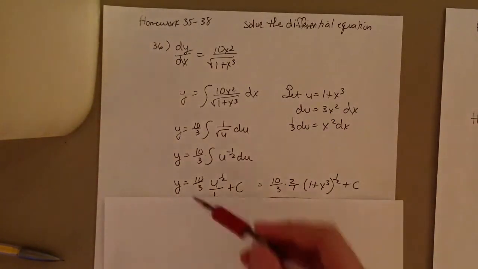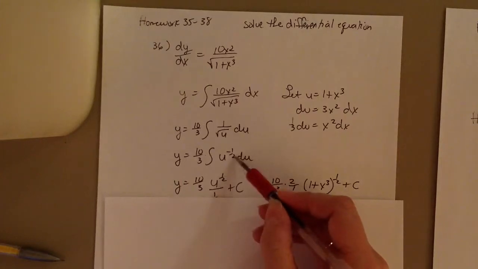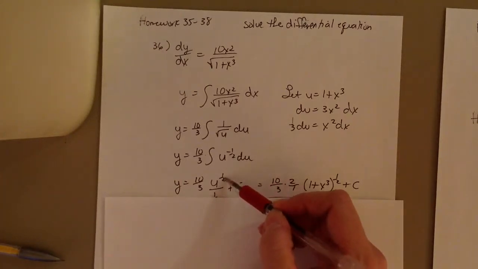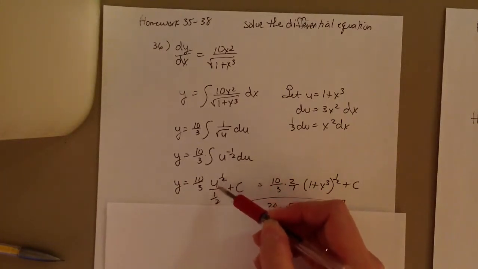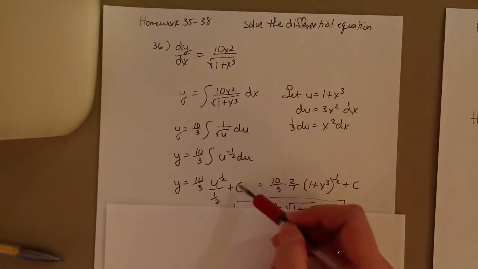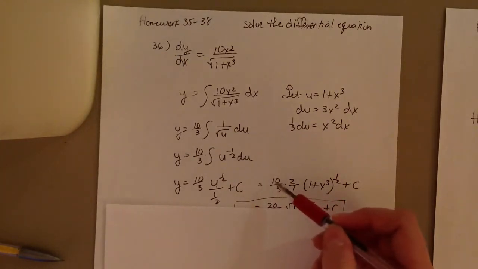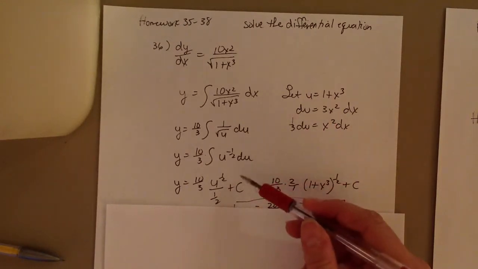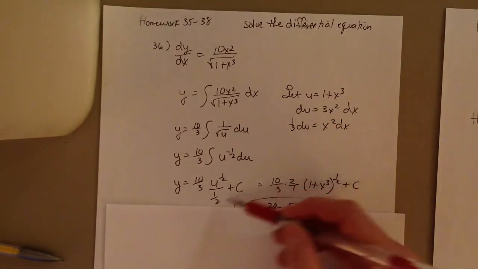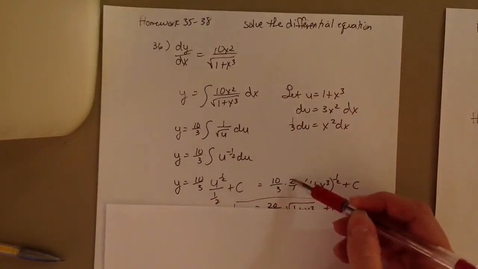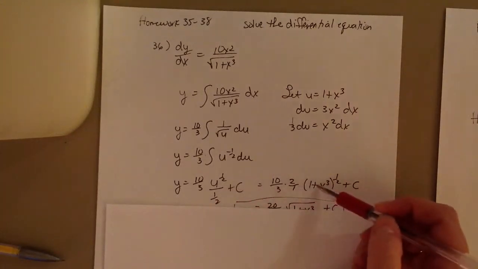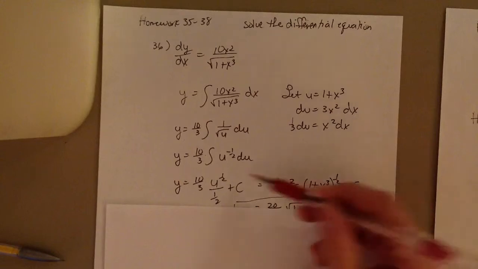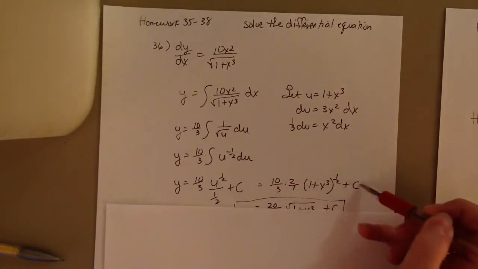So it's y equals 10/3 u. I'm going to increase the exponent by 1. That's what you do when you take the antiderivative. Over that exponent, 1/2, plus c. Now I'm going to continue to clean this up and resubstitute the u back in as I do this. So it's 10/3 multiplied by the reciprocal, 2 over 1. Resubstitute back in my 1 plus x cubed to the 1/2 power plus c.